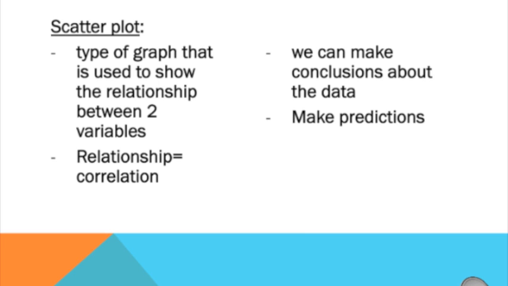So a scatter plot is a type of graph that is used to show the relationship between two variables. And in data management, we use the word correlation. Correlation just means relationship. Once data is plotted, then we can make conclusions about the way this data has been scattered. We then can make predictions about the future using the data as well.